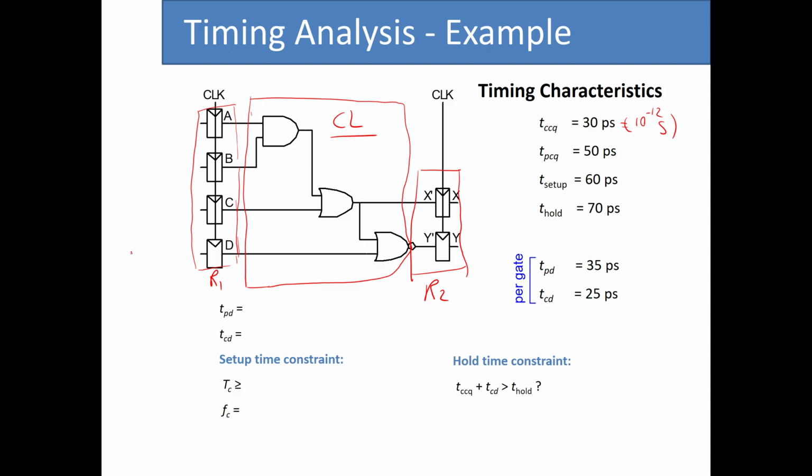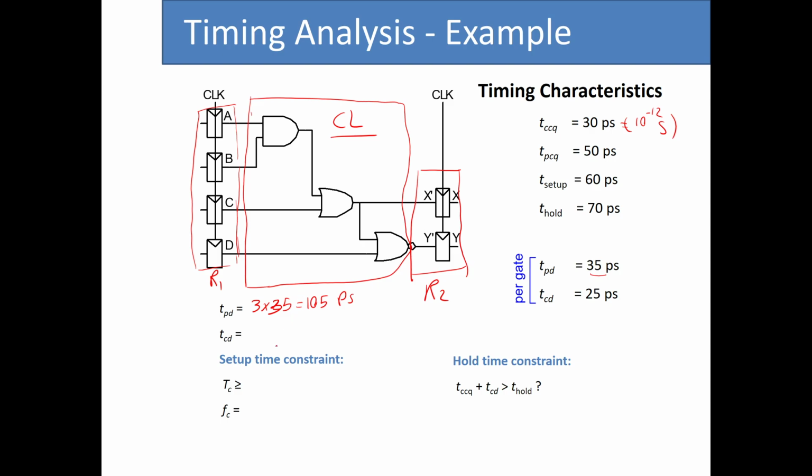First, we need to find the propagation delay and the contamination delay of the combinational logic circuit. If you remember from before, the propagation delay was basically the delay associated with the longest path of the circuit. So since this circuit has 3 gates and the propagation delay for all of these individual gates is the same, the propagation delay for this circuit, from this input through the first gate, the second gate, the third gate until it creates output y prime, is going to be 3 multiplied by the propagation delay of an individual gate. So the propagation delay of this combinational logic circuit is 105 picoseconds.